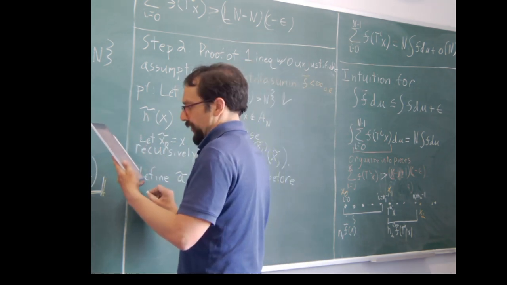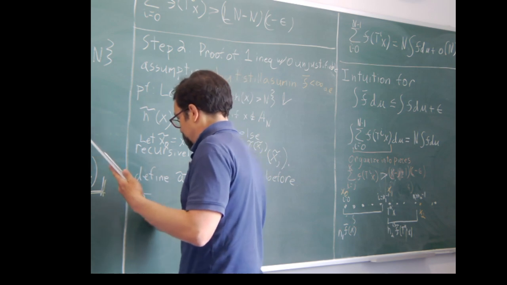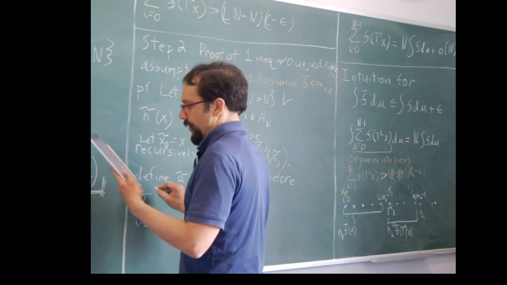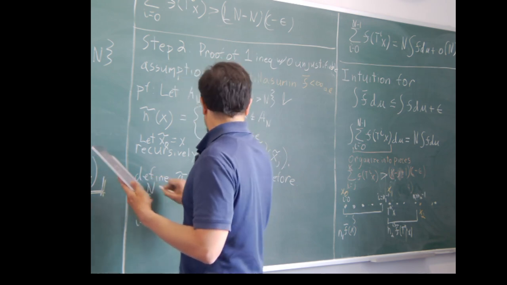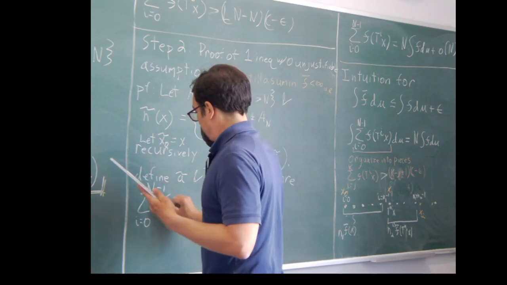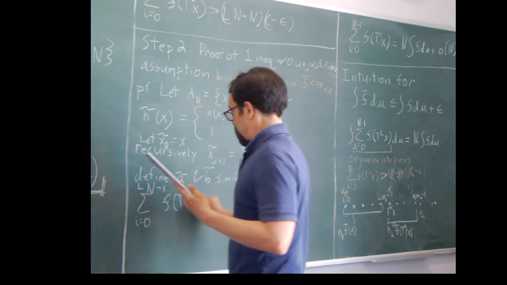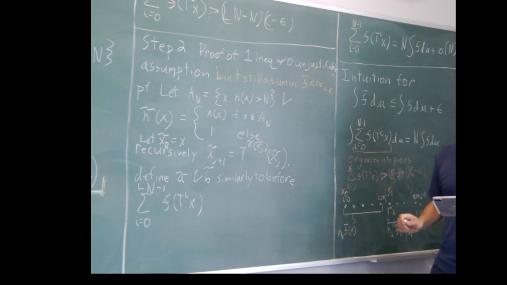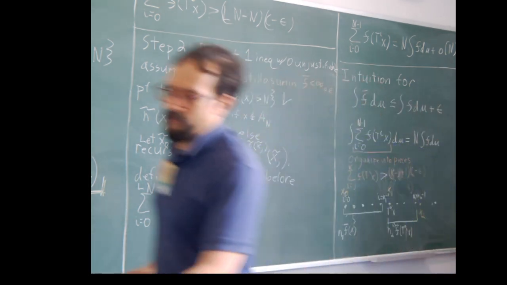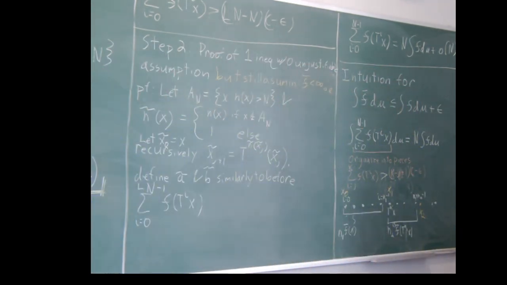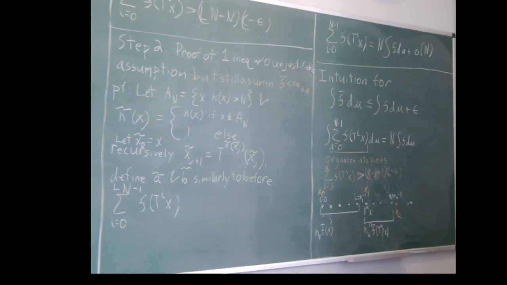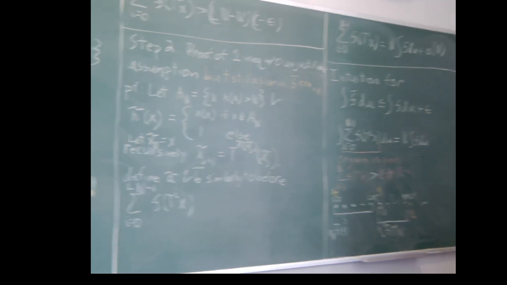So what we want to do is consider the summation from i equals 0 up to L_n minus 1. Just to make sure, capital N is fixed for the moment. Yes, right, capital N is fixed. Thank you very much for this. Let's maybe make an aside. Capital N is fixed.